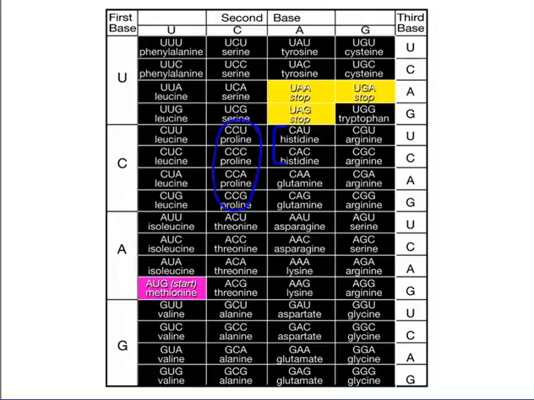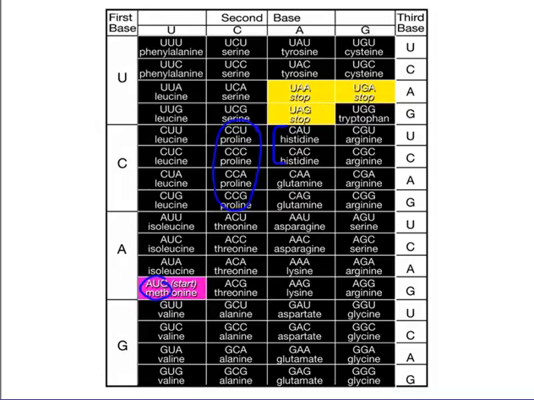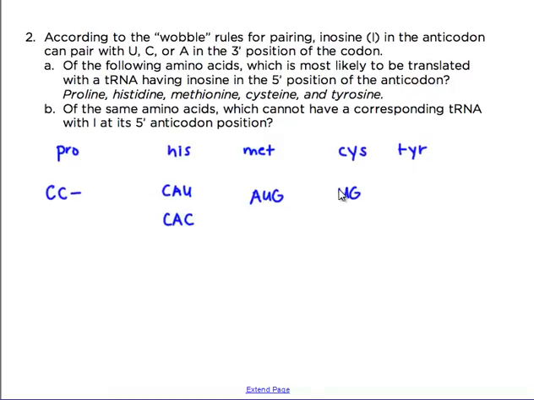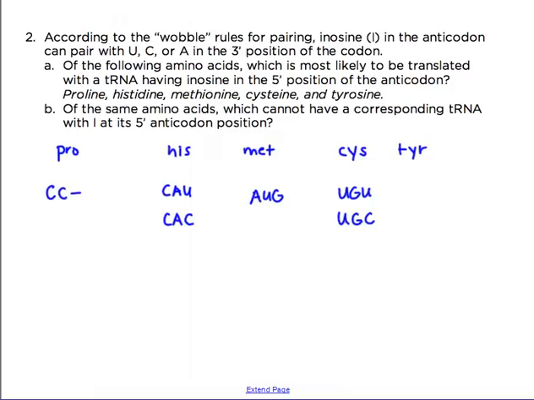For methionine, there's only one, and it's the AUG. For cysteine, we have 2, so it's either UGU or UGC. And finally, for tyrosine, there are 2 as well, so it's either UAU or UAC.